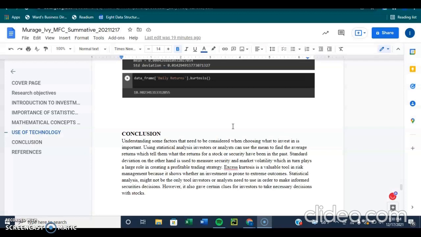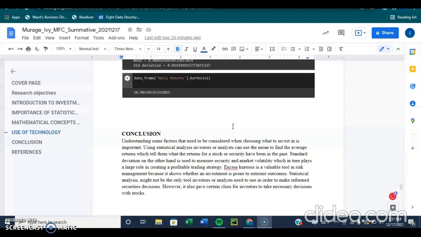Using statistical analysis, investors or analysts can use the mean to find the average returns, which tell them what the returns for a stock or security have been in the past. And the standard deviation, on the other hand, is used to measure security and market volatility, which in turn plays a large role in creating a profitable trading strategy. So at the end of the day, we will be able to make informed decisions. What strategy will we use in order to make a profit? This is where the mean and the standard deviation come into play.